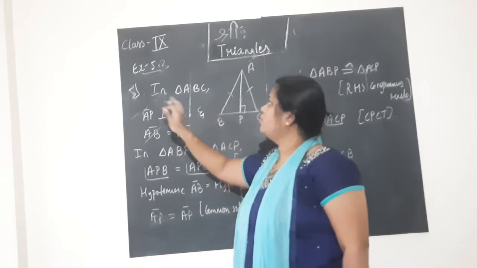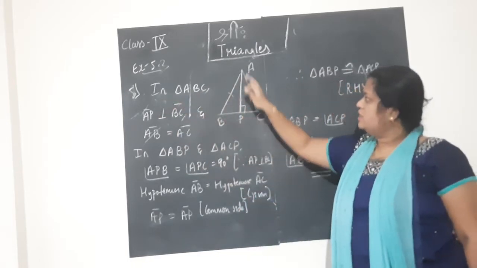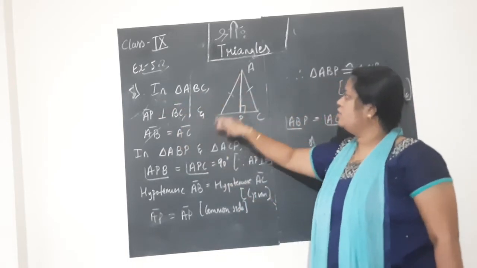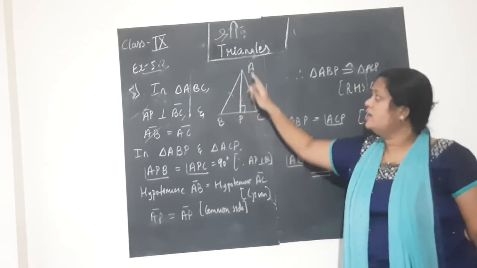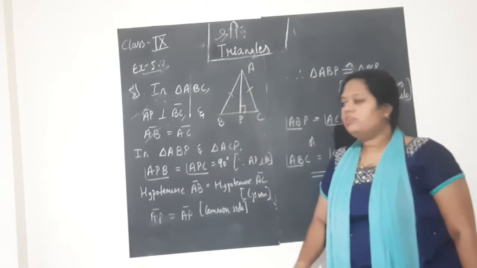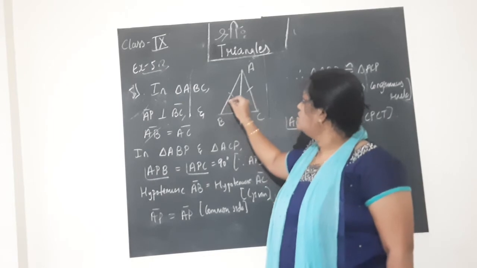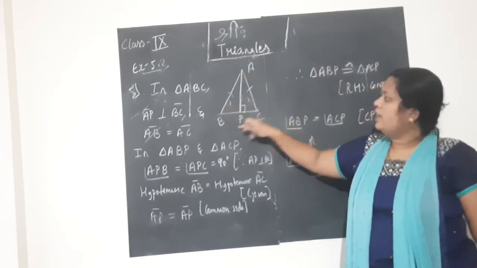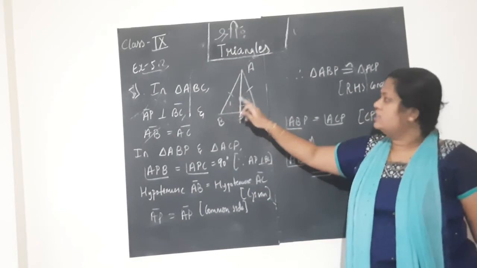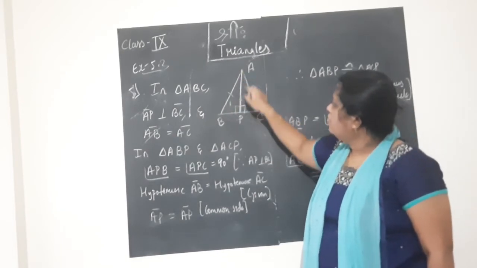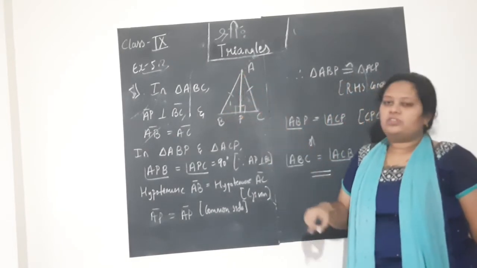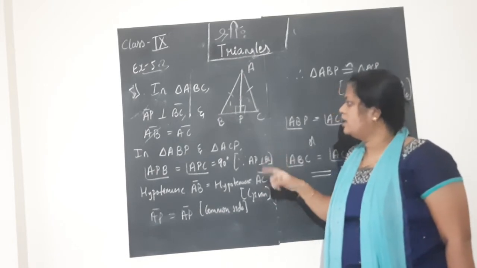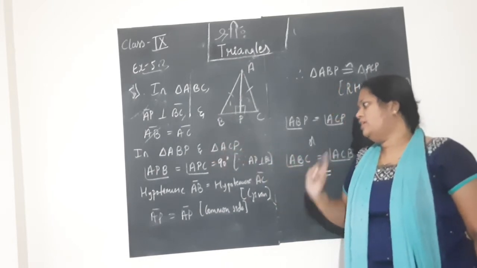Now how we are proving is, in triangle ABC, AP is perpendicular to BC, and side AB equals AC we know. Now we are considering these two triangles. The altitude drawn is dividing the whole triangle ABC into two triangles. One is triangle APB and the second is triangle APC. Hope you are getting it. APB and ACP are the two triangles.